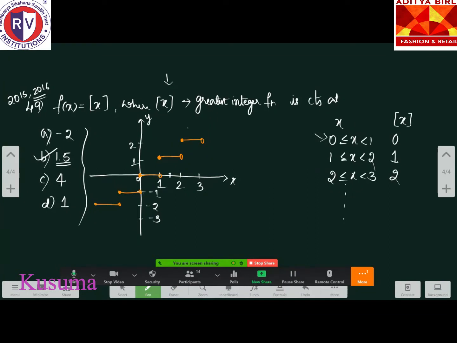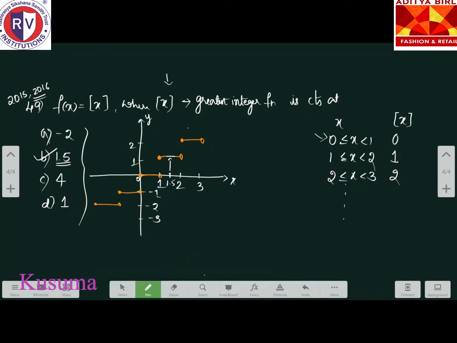At the value 1.5, the function is continuous. It doesn't break, right? So at 1.5, the function is continuous. Understood?